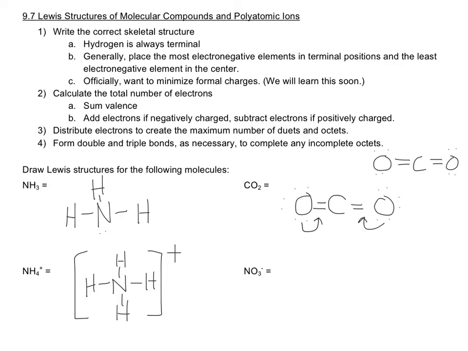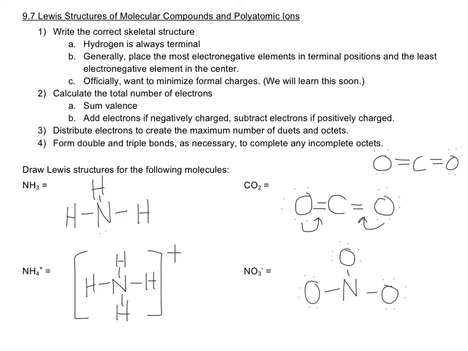In this case, again, nitrogen is less electronegative than oxygen, so we're going to start at least by putting that there. And then we have our 3 oxygens around it. Right, so we have 24 electrons to get rid of, so 2, 4, 6, 8, 10, 12, 14, 16, 18, 20, 22, 24, okay? And now we're out of electrons, but the nitrogen doesn't have a full octet.